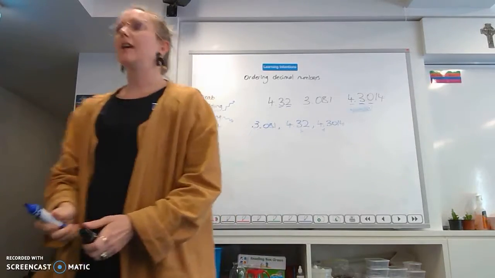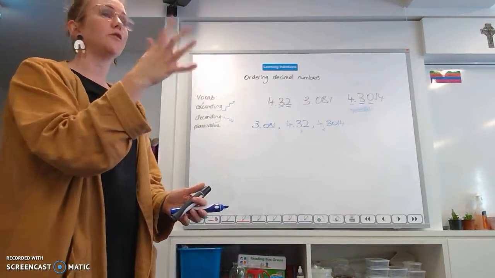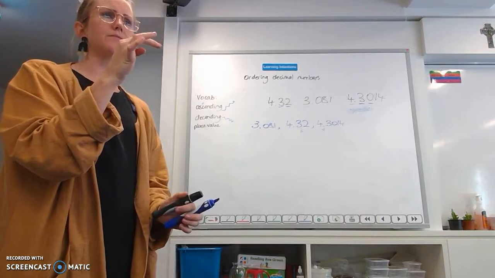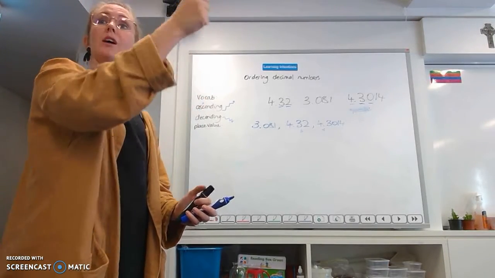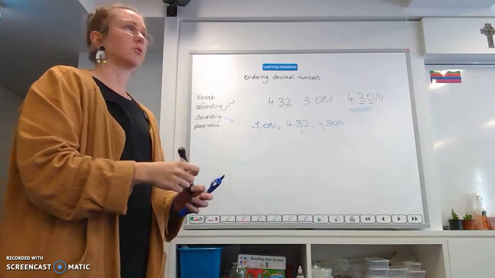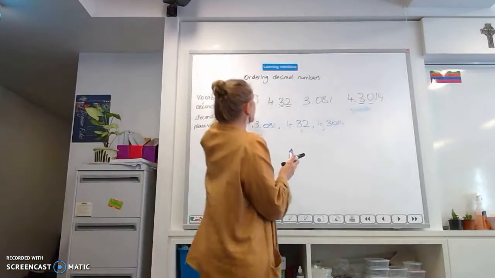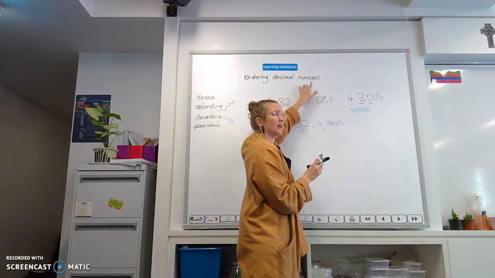Sorry. Okay, I'm going to write 4 more numbers on the board now. And I want you to put them in ascending order. So from smallest to largest. Alright, in your book, okay? So, ordering decimal numbers as you're heading.